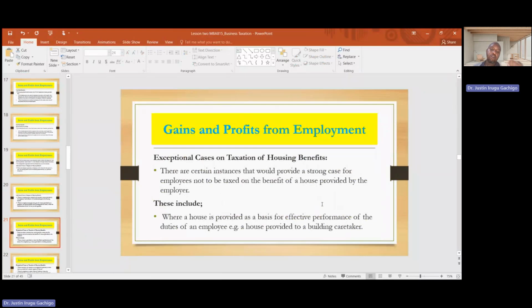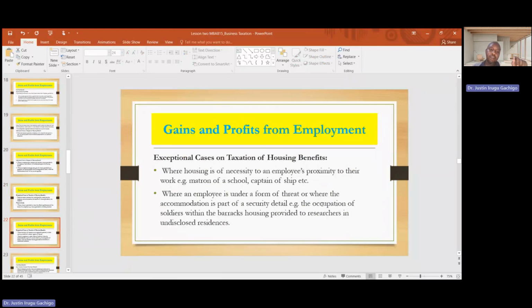This one is not a benefit because this is for his effective performance. So we have another case where a house is of necessity to an employee, proximity to their work, e.g. a matron of a school or a captain of a ship. So again, this one is going to be an exception to a house benefit. It's not a benefit per se. It is a tool of work where an employee is under a form of threat or where accommodation is part of security detail, e.g. occupation of a soldier within the barrack, housing provided to researchers in undisclosed locations. So these are necessary for their work.